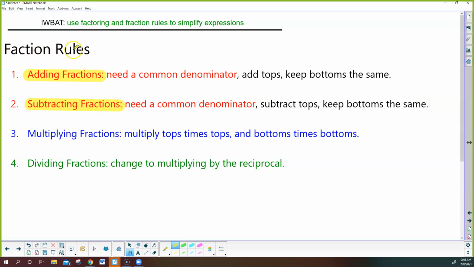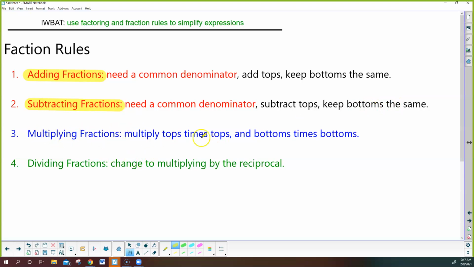All right, so when I factor, I have adding and subtracting. They have the same rule. You need the common denominators before you can add or subtract. Okay, and then there's a little bit more to the rule if you want to think of it. You need a common denominator. Then once you have that common denominator, you add the tops and the bottoms stay the same. So you add the numerators, denominators stay the same, which is the idea of the common denominator. Same thing for subtraction, except you subtract the tops.